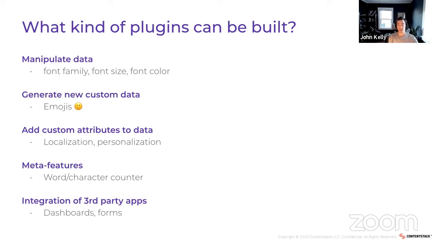Add custom attributes to data. These are things that are really helpful for localization and personalization. So if you wanted the ability for users to tag certain strings or blocks or different element types with some attributes, they don't actually make a visual difference to the user when they're creating and editing the content. But on the back end, it's going to be sent down on request with some attributes that represent either some personalization attributes or some localization attributes.